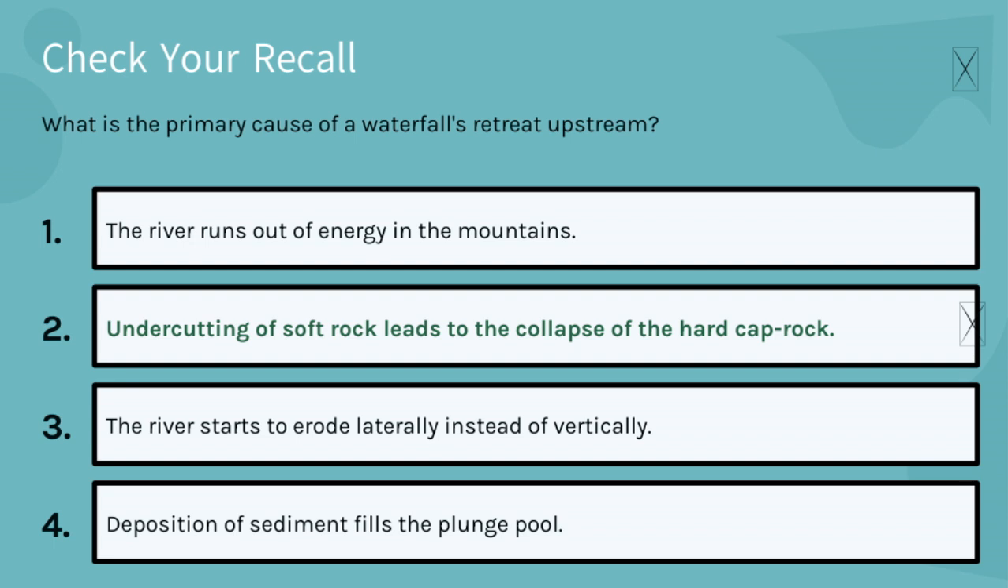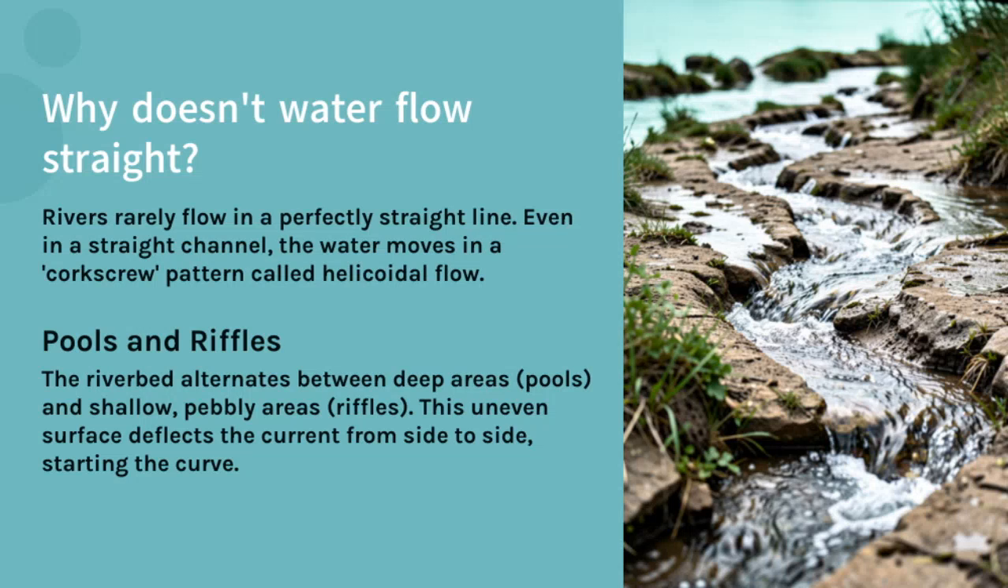This is important because it reminds us that rivers change landscapes through erosion. But in the middle course, the direction of that erosion changes. Instead of mainly cutting downwards, the river starts to erode sideways. Now let's ask an important question. Why don't rivers just flow in a straight line? It might seem logical that water should take the simplest route downhill. But in reality, rivers rarely flow in perfectly straight lines.